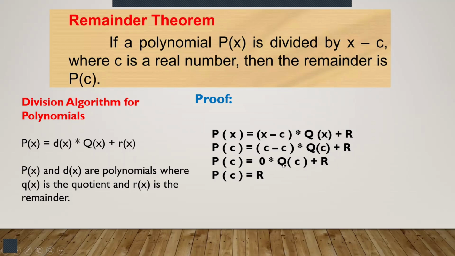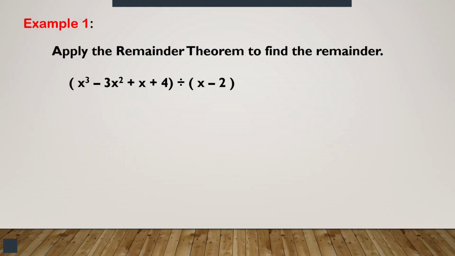But 0 times q of c is 0. Therefore, this will become p of c is equal to r. Hence, the remainder r is equal to p of c. Now, let's have examples. Let's take example 1.